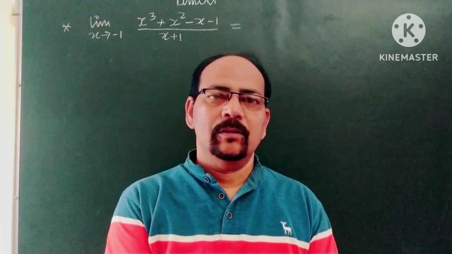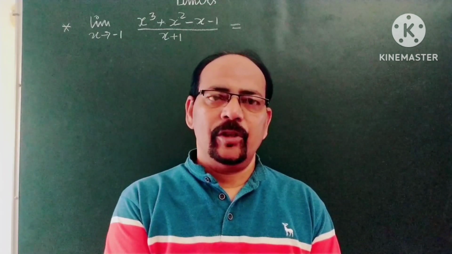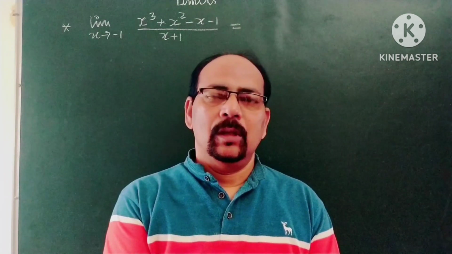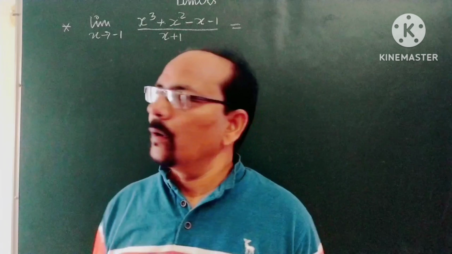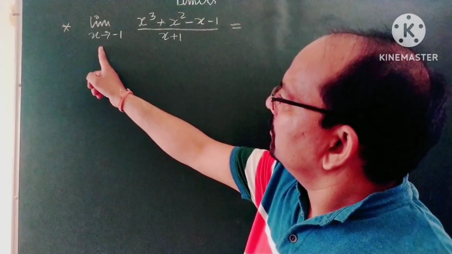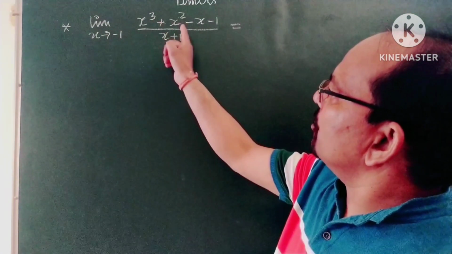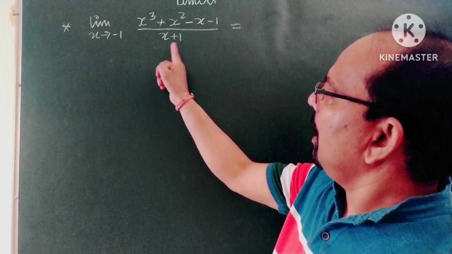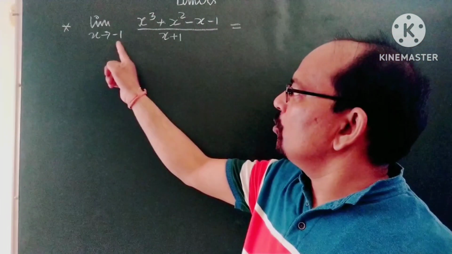And all questions will be solved by the factorization method. The first question is: limit of the function (x cube plus x square minus x minus 1) upon (x plus 1) as x tends to minus 1.